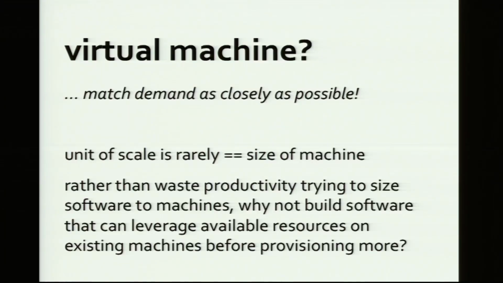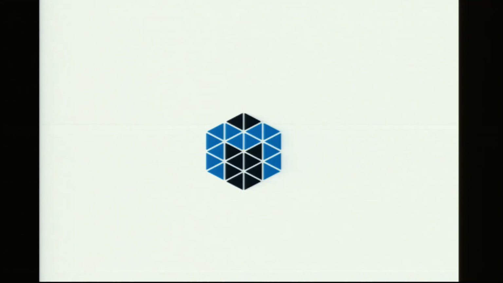Okay? So as I'm going to talk about in a second, rather than wasting productivity trying to build your software to be right-sized for particular machines, why couldn't we instead build software that could just harvest all the available resources, and when we wanted to elastically scale out or scale in, we can just use those resources for running our tasks? Okay? And that's actually where Mesos enters the picture, and so I'm going to chat a little bit about Mesos.